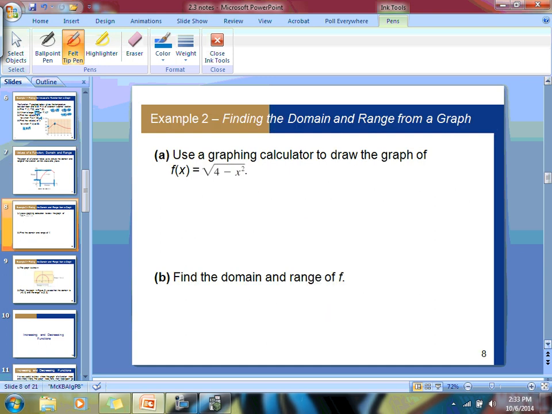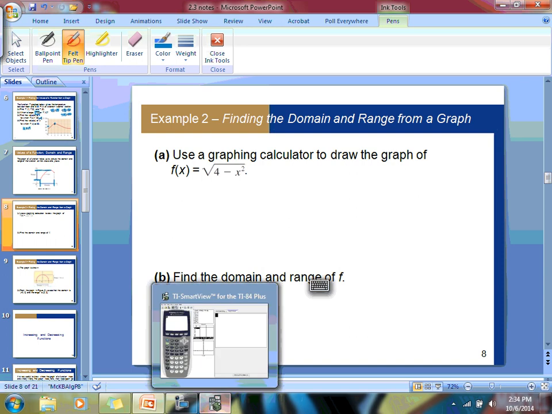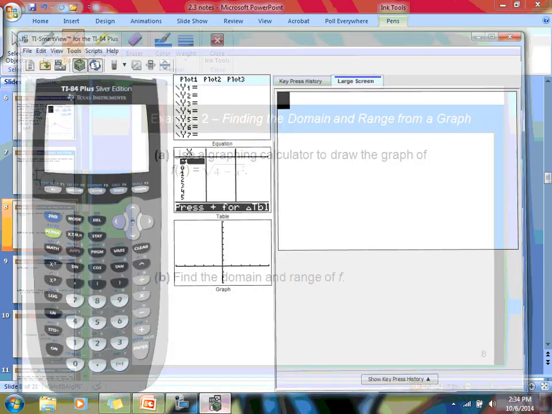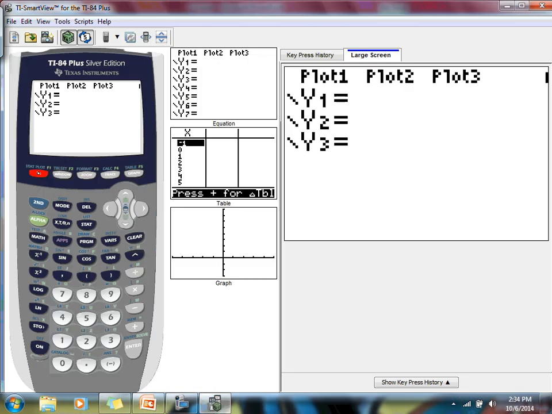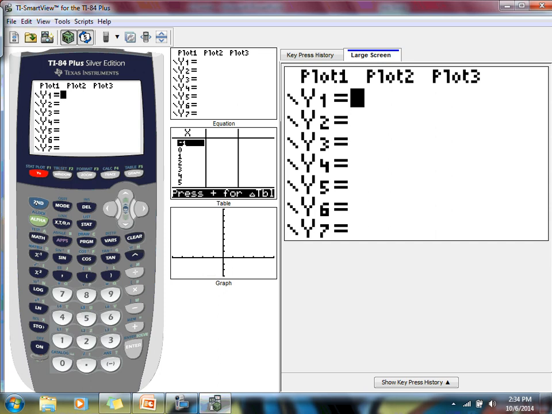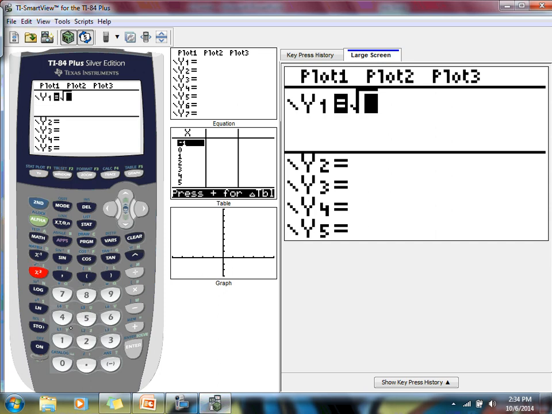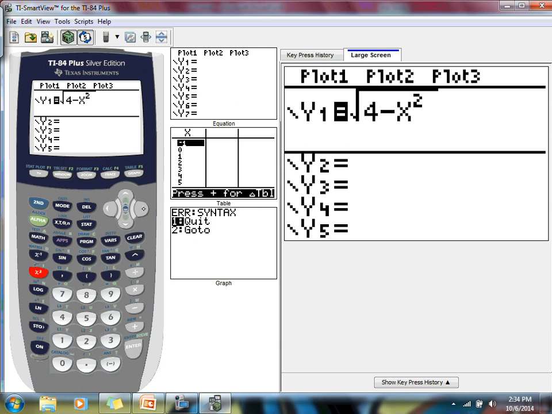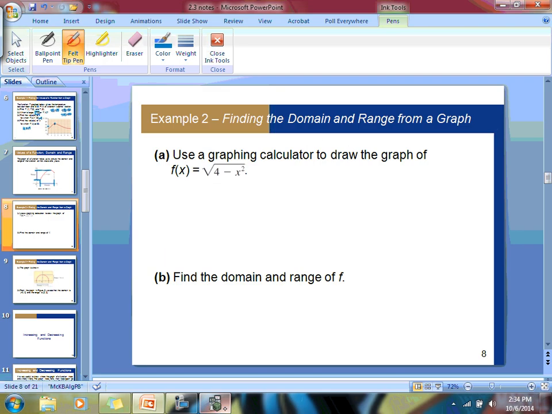Okay, so for part A in our example 2 here, they want us to graph this function and then find its domain and range. It says use a graphing calculator, so I will do that. We've got the square root of 4 minus x squared. Okay, so y equals the square root of 4 minus x squared. Let me just double check that. Square root of 4 minus x squared.